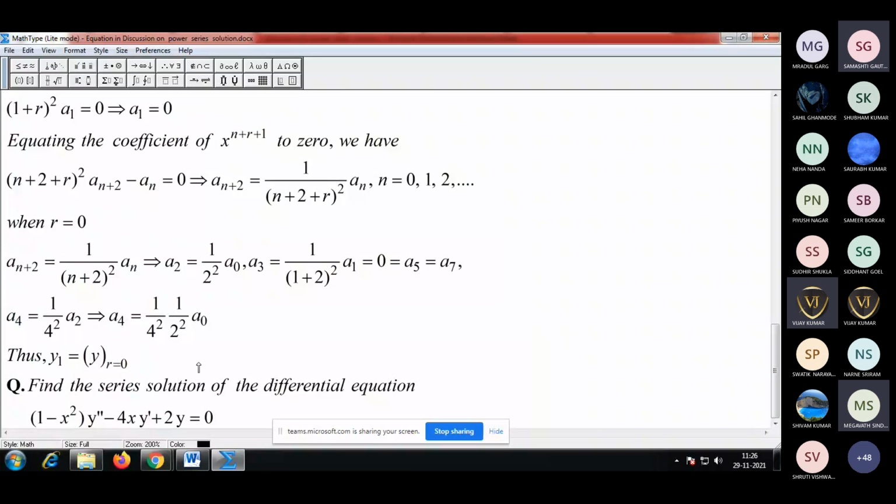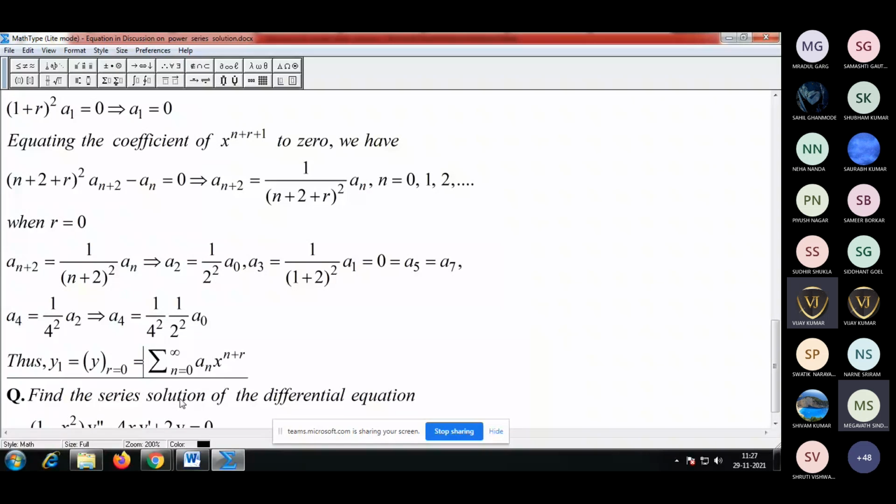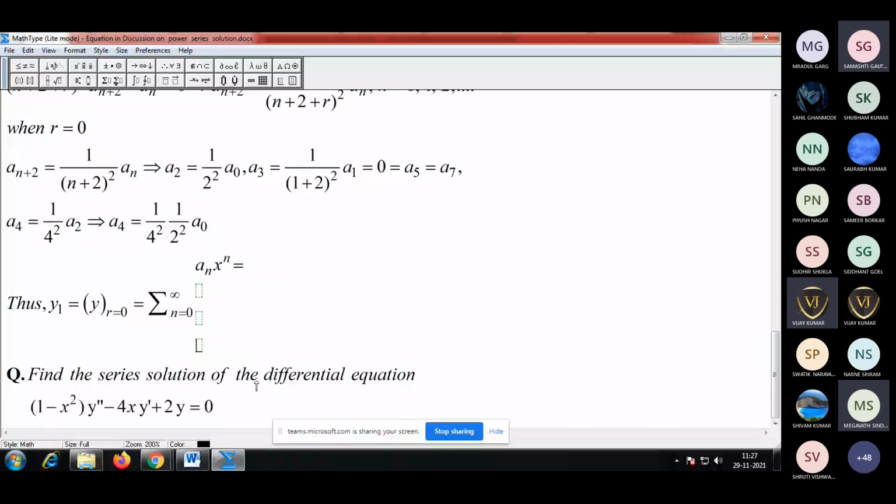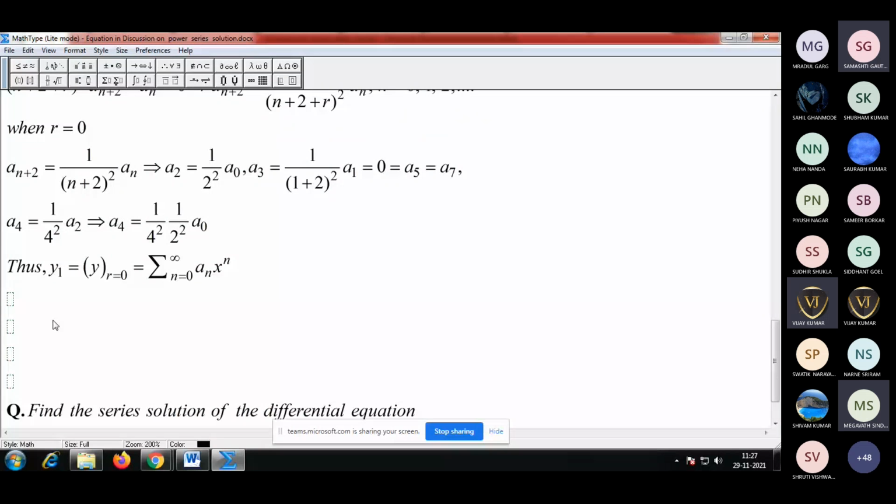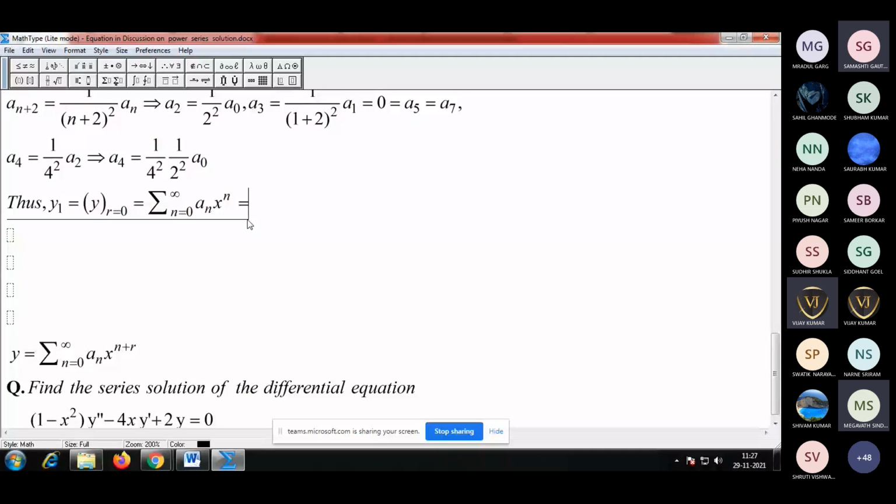This is y at r equal to 0. So r equal to 0 means this one. And the value of an already have been evaluated. So this is equal to a0, n is 0. So simply a0 will be here. Then a1 is 0. Already we have shown there.